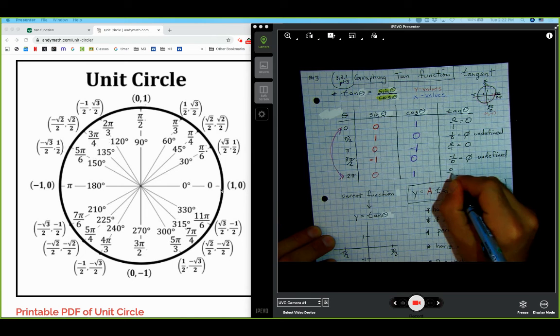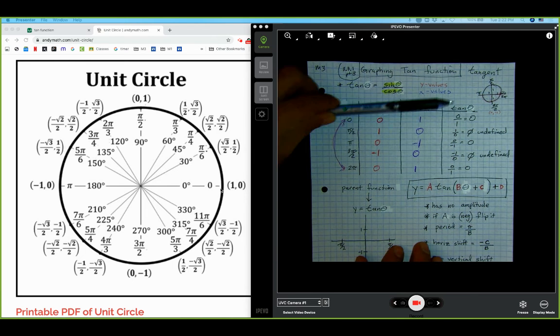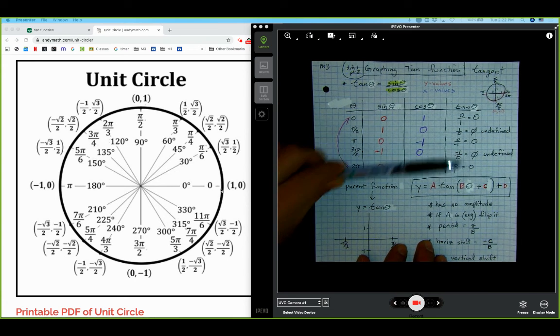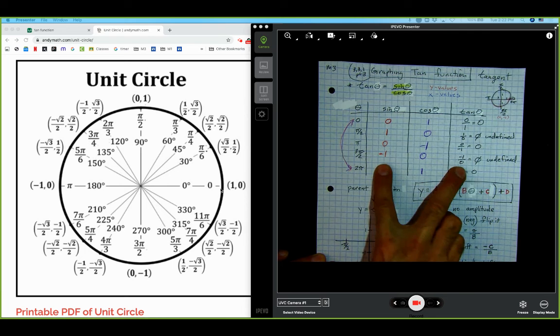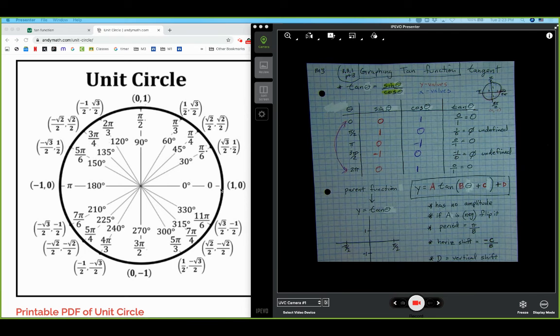Lastly, 0 over 1 is 0. And it's always going to be the same. Anytime you have 0 and you have 2 pi or 4 pi or 6 pi, 8 pi, 10 pi, 12 pi, you're always going to end up with the same values, because it's the same location on the unit circle.